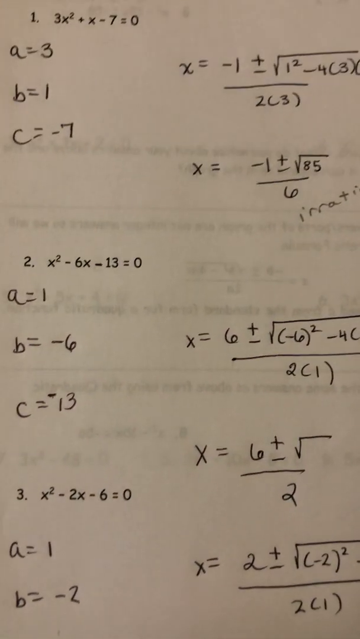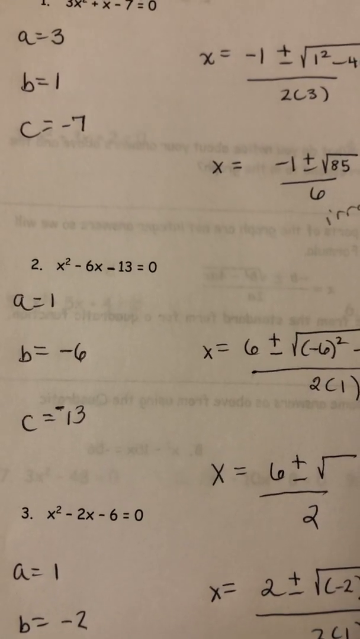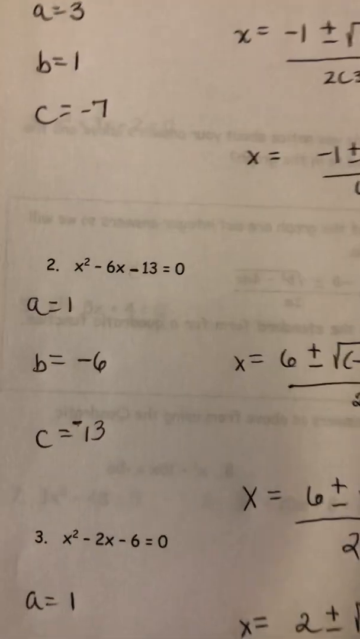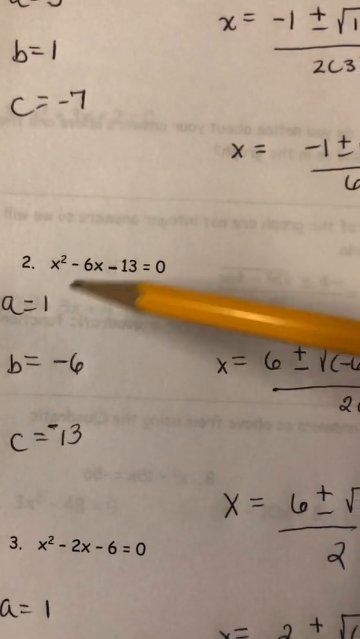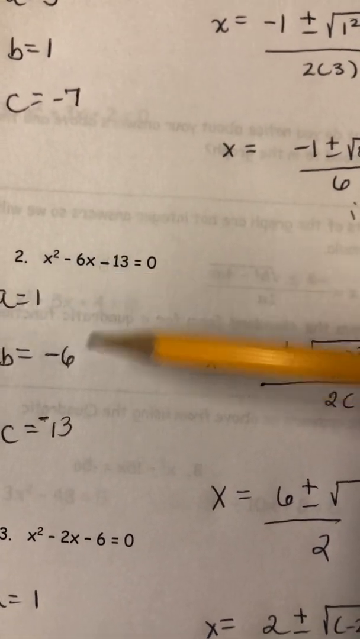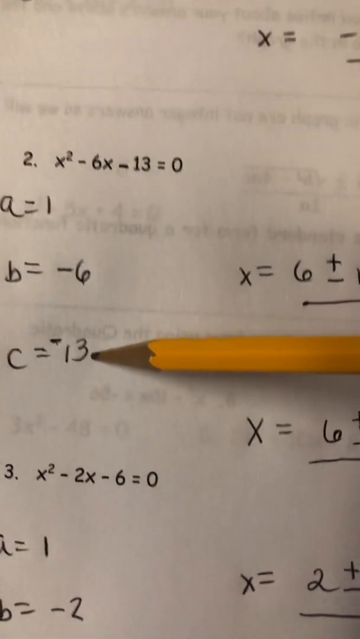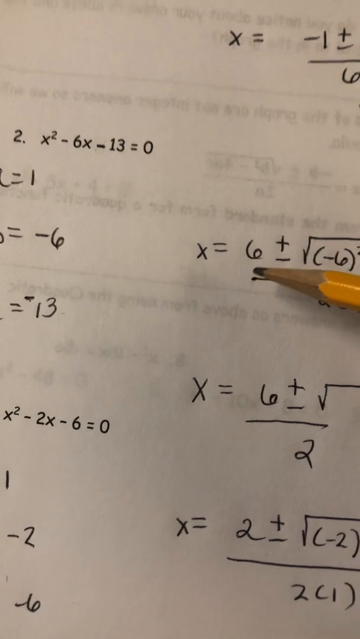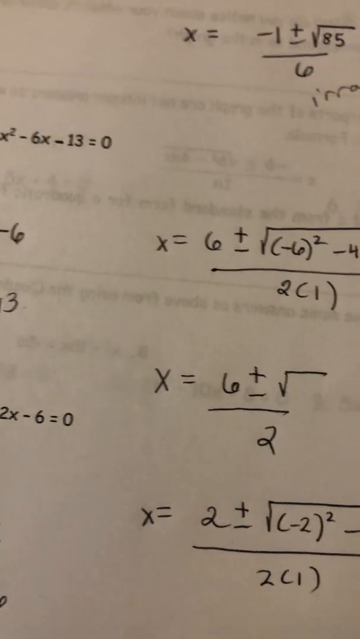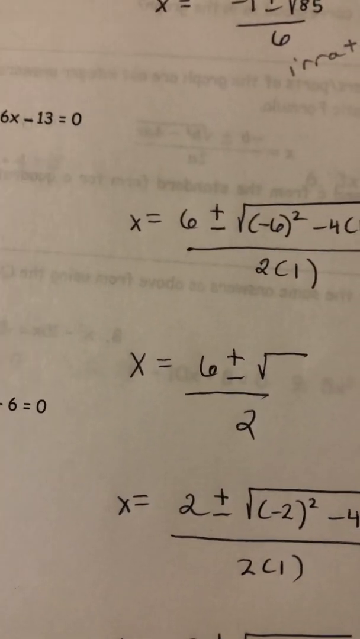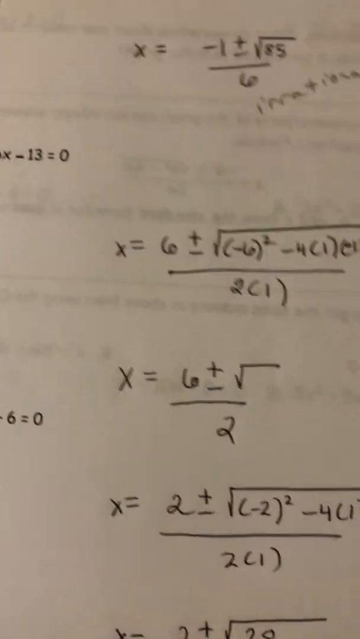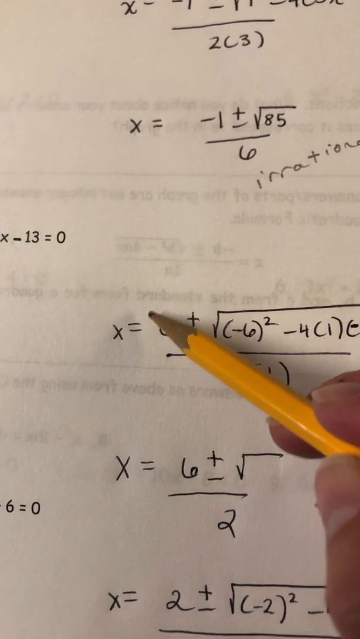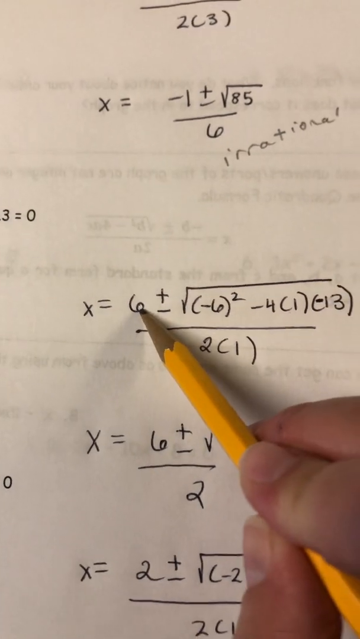number 2. Now, number 2, x squared minus 6x minus 13 equals 0. This is an interesting one because a is 1, the b value is negative 6, and so is the c, negative 13. But when I plug this in, the negative, how do you negate a negative 6? It's sort of like turn the lights off, turn the lights on, off, on, back. It's like a true, false kind of question. So it becomes positive 6, but you don't need to put a positive sign there. It's understood to be positive 6.